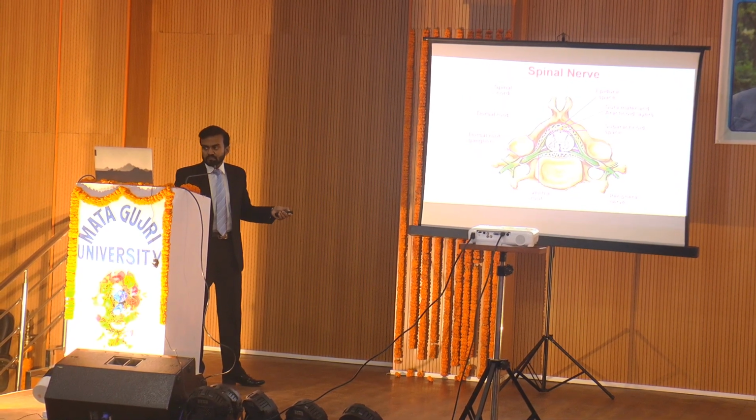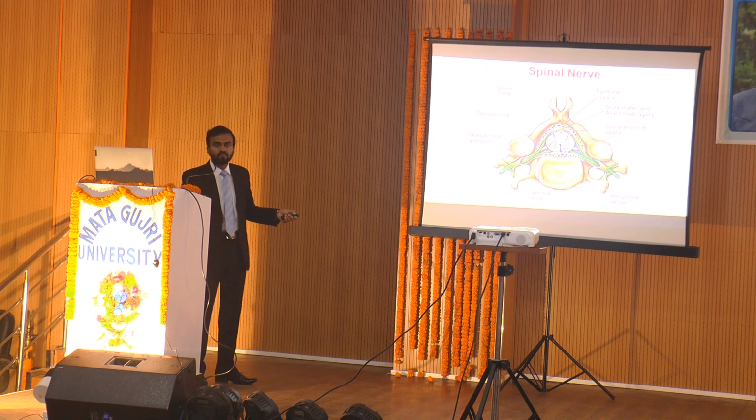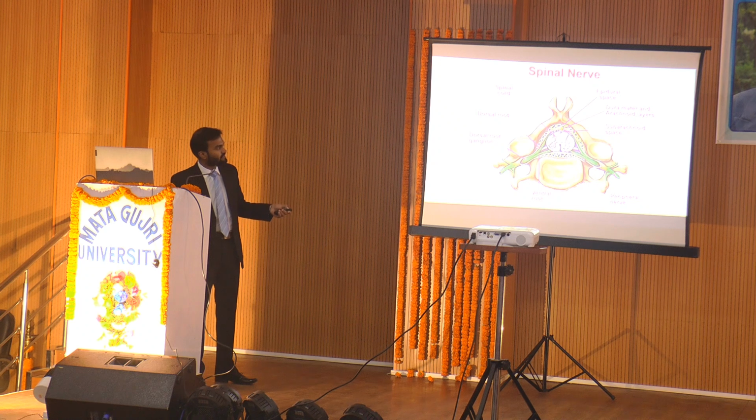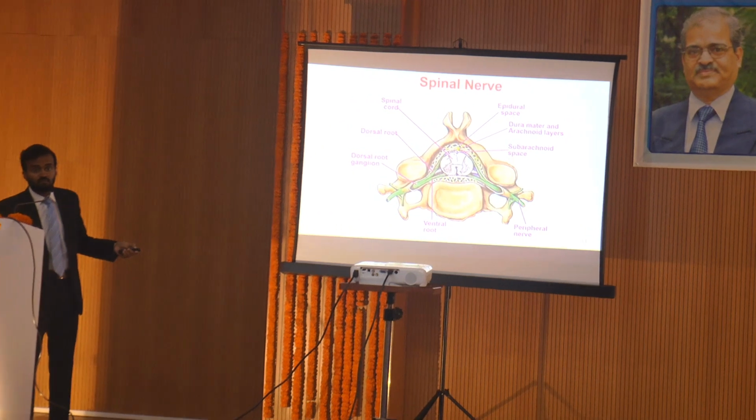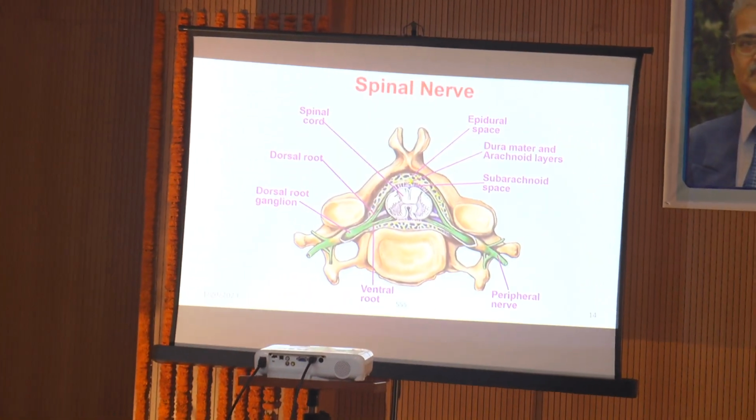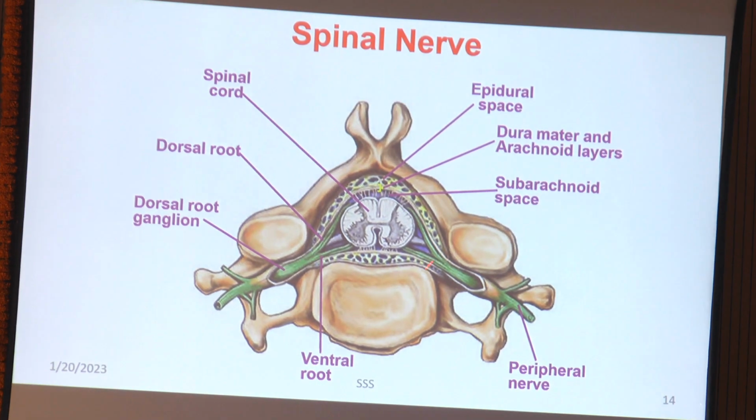Spinal nerve, this is a schematic diagram which actually tells us how that spinal nerve root or the peripheral nerve, which we call proper, comes out. So this is which vertebra? What is this vertebra? You should know this. What is passing here? Where is the vertebral artery going? Cervical spine. So this is a cervical spine.